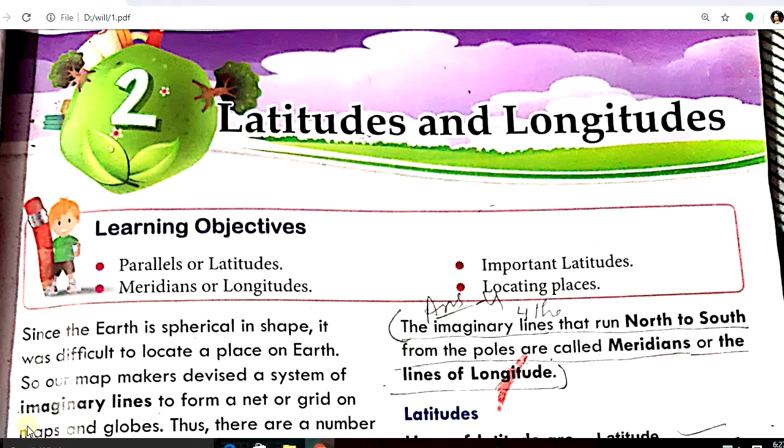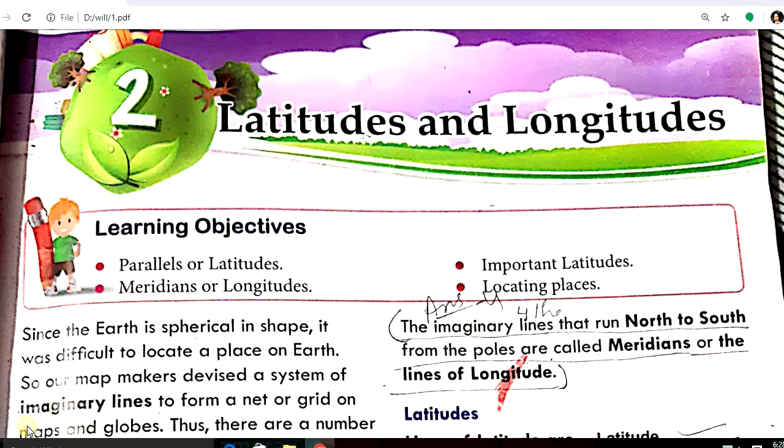Dear students, today I will teach you chapter 2, latitudes and longitudes. Now in this chapter, Earth is spherical in shape. It was difficult to locate a place on Earth. Spherical है, Earth का हमारा shape जो है वो spherical है, like orange. इसलिए उसमें places को locate करना it's very difficult.